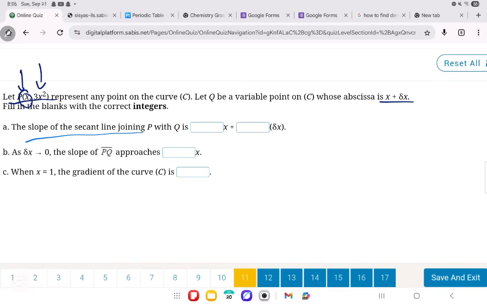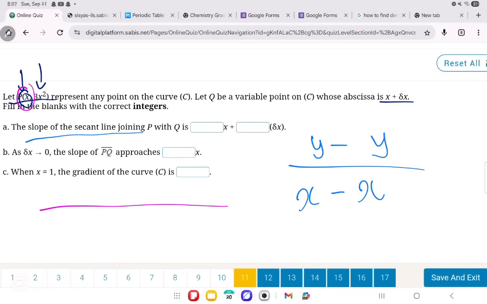So for the slope of the secant, we have the 2 points, P and Q, right? So what do we do in this scenario? We're going to do y minus y over x minus x. Now, what did they tell us? They told us that the value of x for P is x. So let's start with P, x. Now, they told us that the value of x for Q is x plus delta x, right? So it's going to be x minus (x plus delta x).